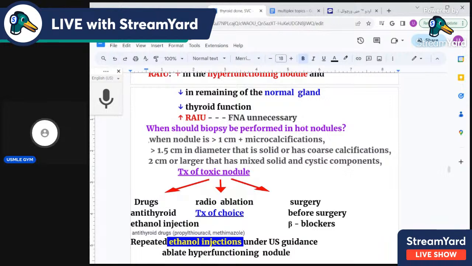Now, when should a biopsy be performed in a hot nodule? When the nodule is more than 1 centimeter plus with microcalcification, or it's more than 1.5 centimeter with solid or coarse calcification, or it is 2 centimeter or larger, that has mixed solid and cystic components or blood, right? So these are the indications for an ultrasound biopsy.